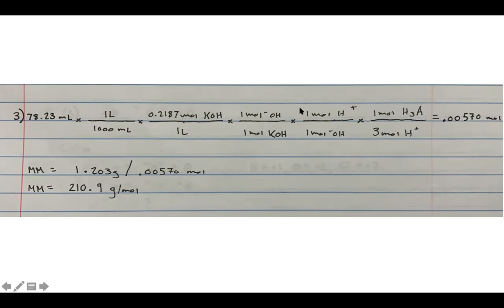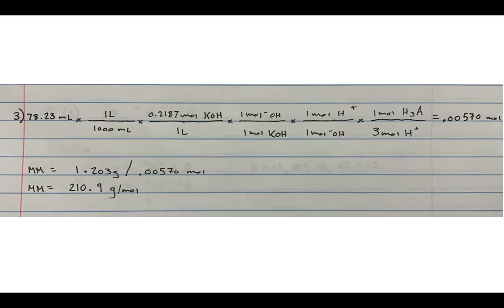So 1 mole of hydroxide is 1 mole of H plus, right? We're doing that because it says they completely neutralize each other, right? And then it's a triprotic acid, which means it takes 3 moles of H plus to make a single mole of H3A. This is just a shorthand version to tell me this is an unknown triprotic acid, right? And so the H3 just tells us 3 protons, and H3A is just 1 kind of molecule or mole of acid. And so when we do this calculation out, we find that we have 0.0057 moles of our acid, okay?